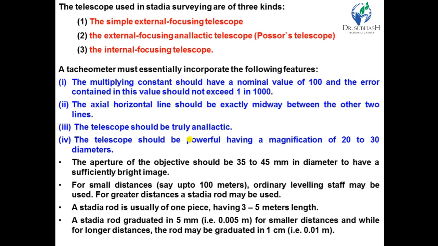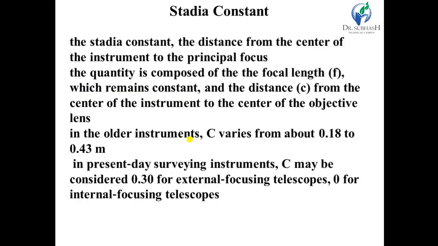For small distances, an ordinary leveling staff may be used. For greater distances, a stadia rod may be used. Generally, a stadia rod is 3 to 5 meters in length. The stadia rod is graduated in 5 mm for smaller distances, while for longer distances the rod may be graduated in 1 centimeter.